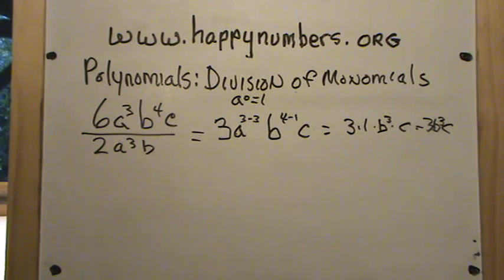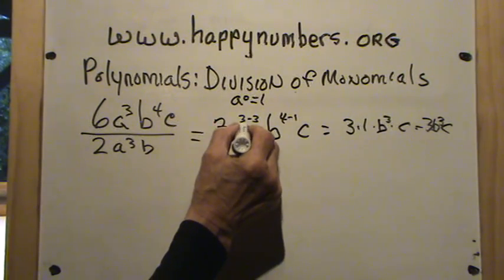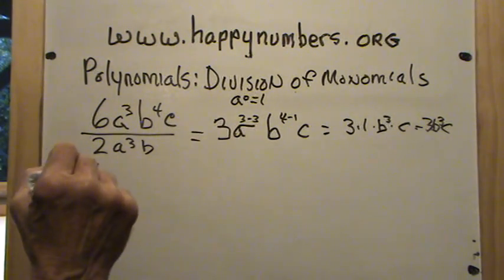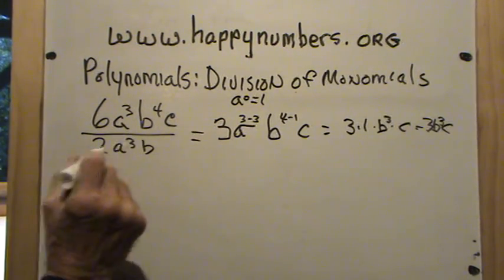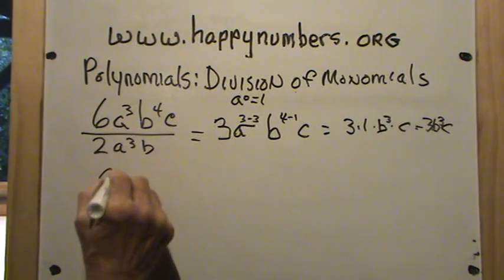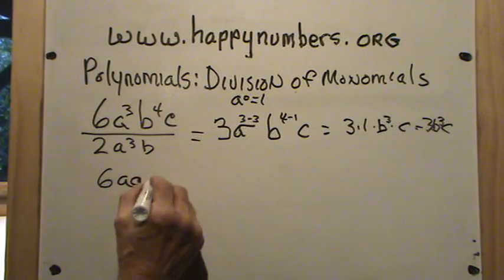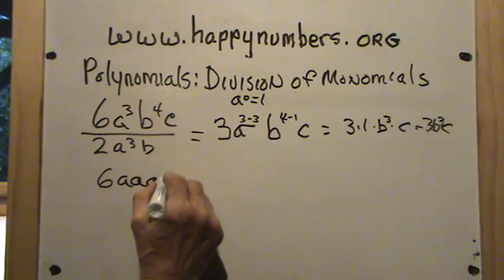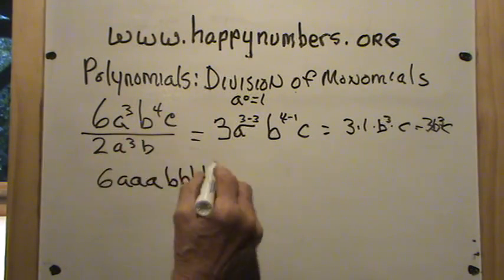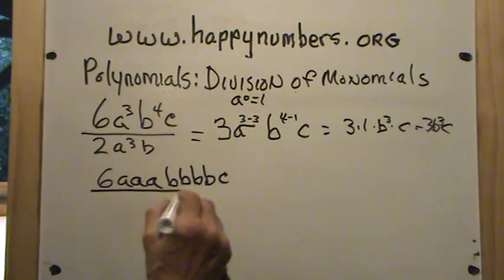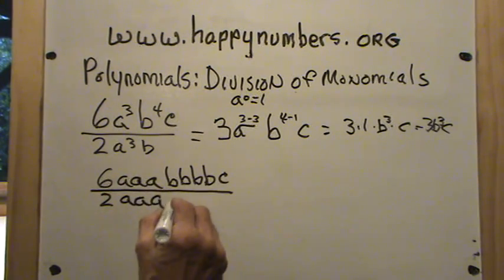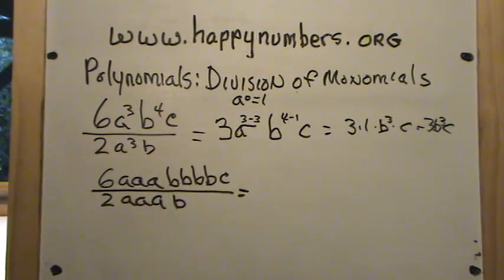Now that's a little tricky when you have to realize that this a to the 3 minus 3 is really equal to 1. But let's take a look at it in expanded form. It may make it easier. 6 times a times a times a, which would be a to the third, times b times b times b times b, that's b to the fourth, times c, divided by 2 times a times a times a times b.